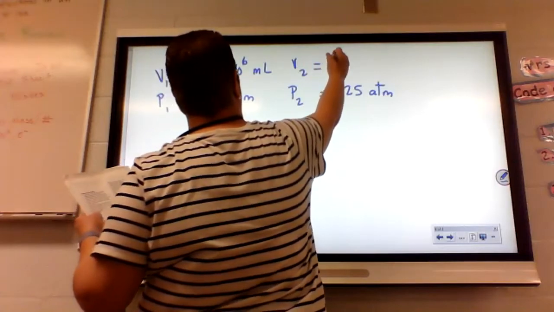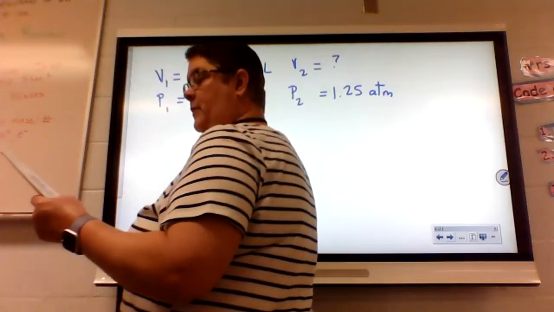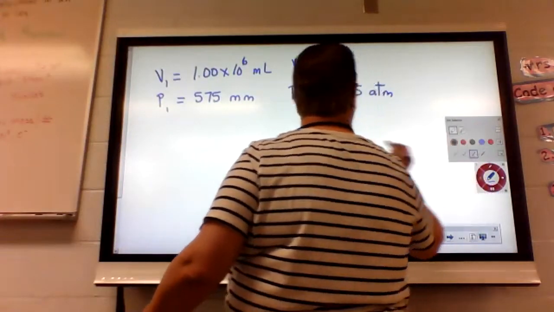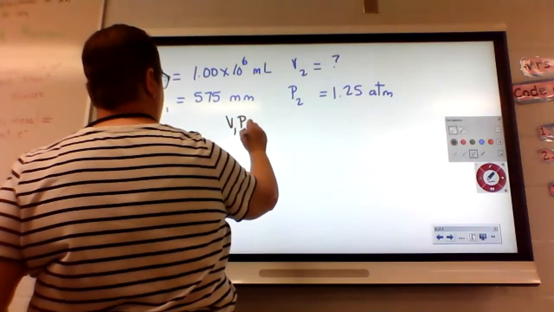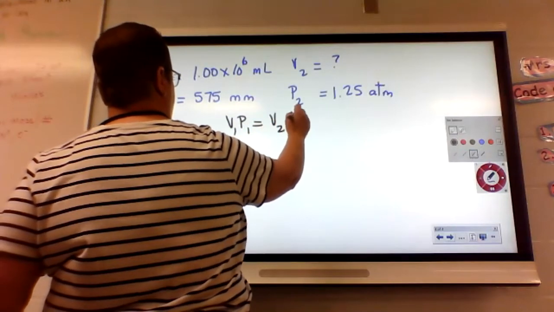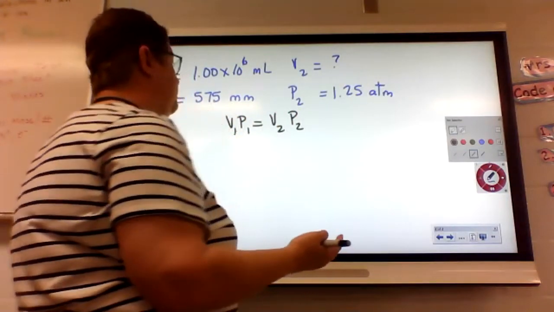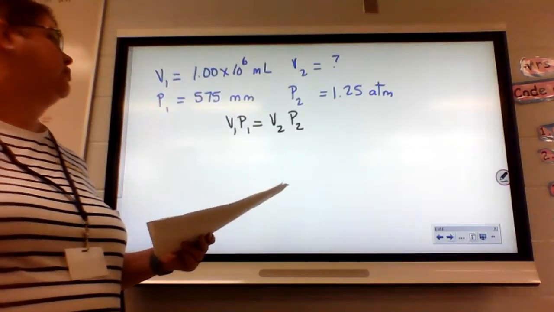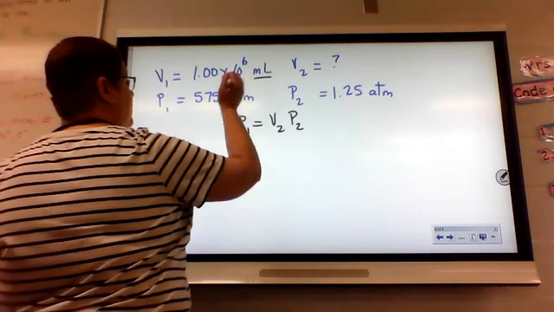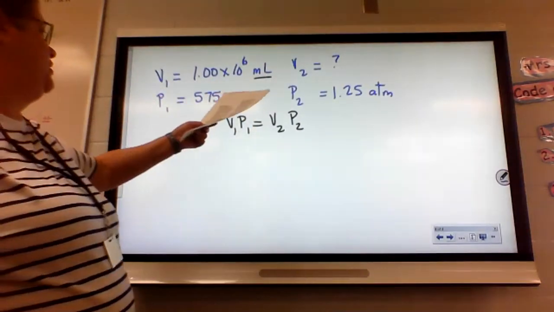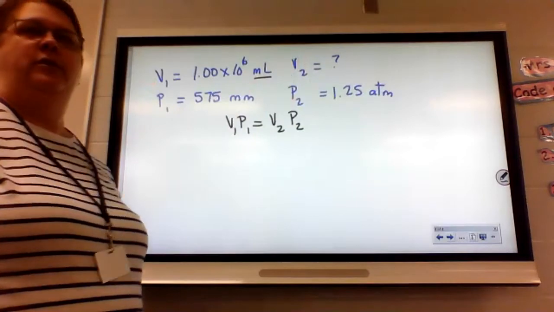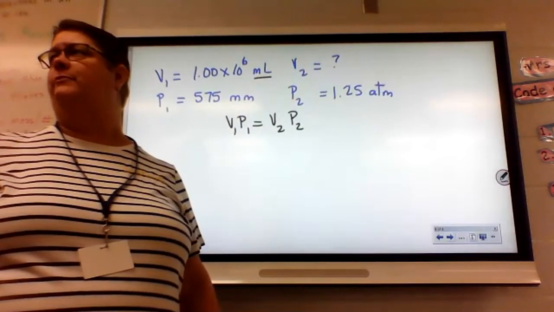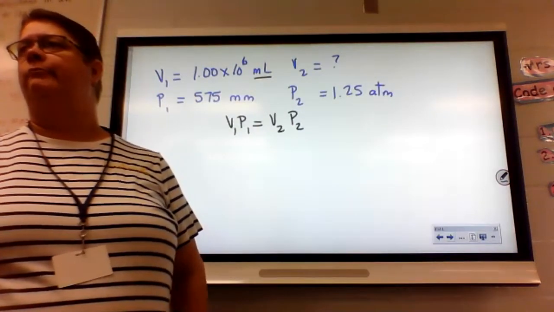Did they mention anything about temperature? Yeah, they said it was constant, right? So that tells us we're going to need to use V1 P1 equals V2 P2. The only problem we have is they're not the same unit. It doesn't tell us we need to find the volume in liters or anything, so I'm going to leave that in milliliters because there's no need to change it. But these two don't match, so we have to change them. We can make them either both mmHg or both ATMs. It does not matter.